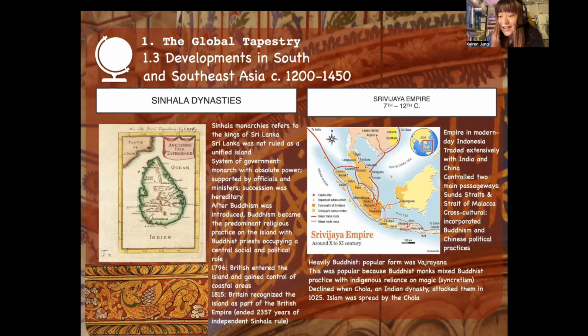Next, the Srivijaya Empire, which lasted from the 7th to the 12th centuries, was an empire in modern-day Indonesia, and they traded extensively with India and China. They controlled 2 main passageways, the Sunda Straits and, remember, the Strait of Malacca. It was cross-cultural. They incorporated Buddhism and Chinese political practices. They were very heavily Buddhist. The popular form was Vajrayana. This was popular because there was a lot of reliance on magic indigenously originally, and then you had this syncretic element there. The Srivijaya declined when Chola, the Indian dynasty, attacked them in 1025. Islam was spread there by the Chola.